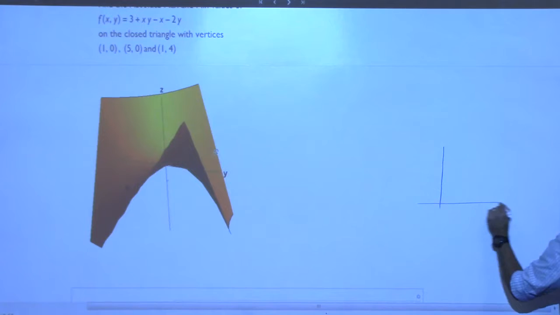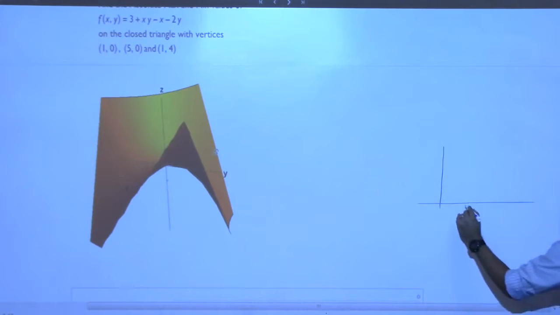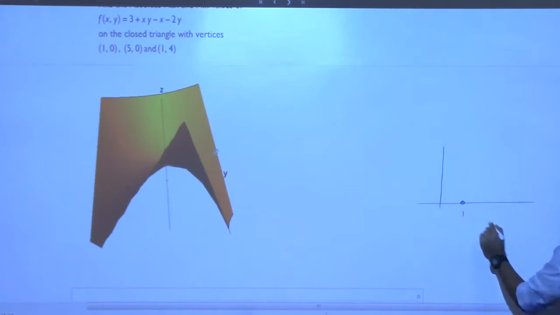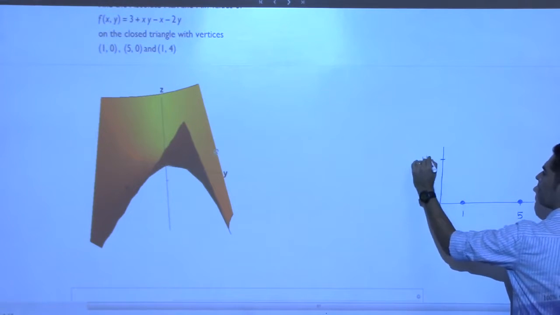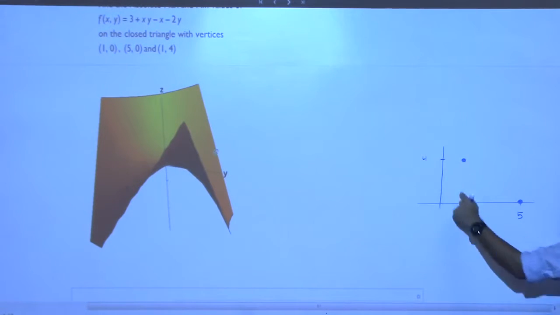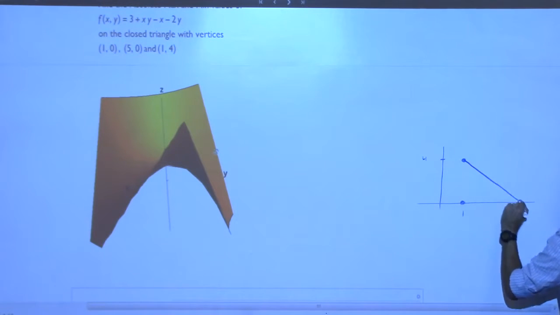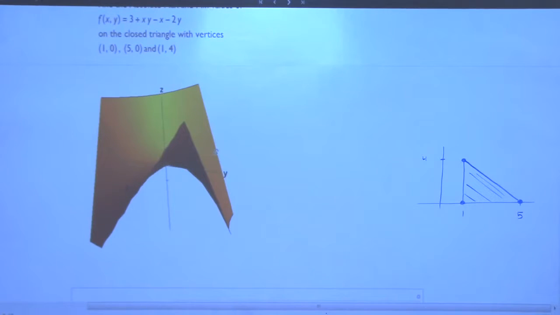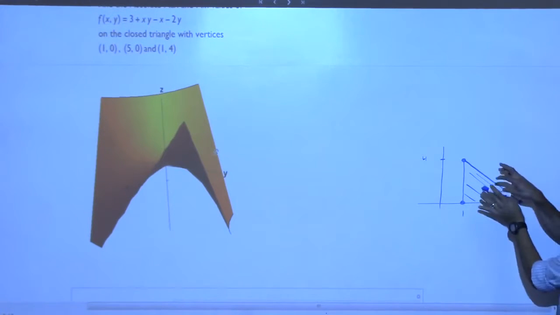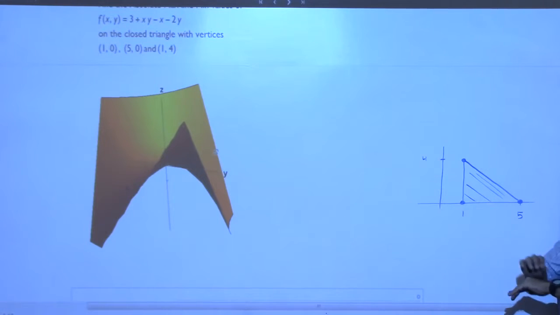But I only want to look at the domain restricted at the point (1, 0), that's here. The point (5, 0), that's here. And the point (1, 4), here. So those are the vertices of a triangle. I'm going to treat that as a closed bounded set. Just imagine taking these points and plugging them into the function and throwing everything else out the window. And just looking at that, what's the highest and lowest value of the function on that closed set?